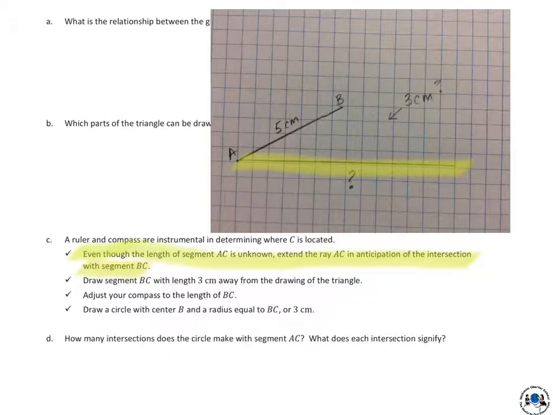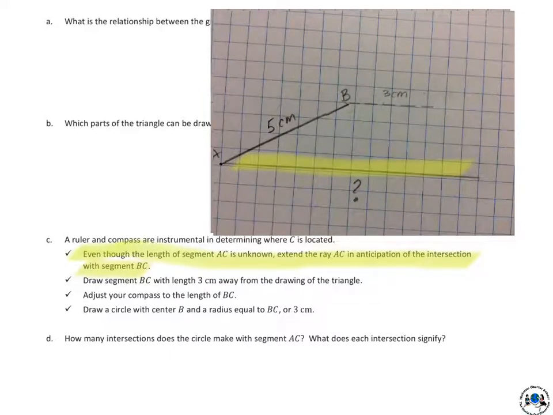So then I went ahead and drew my little 3 centimeters away from the triangle here. This could be any way. It could have been this way, this way, or this way. I don't really even need to do it because I'm going to use my compass to help me out. So I went ahead and did that, and that was this right here. Draw the segment BC 3 centimeters away from the drawing of the triangle.